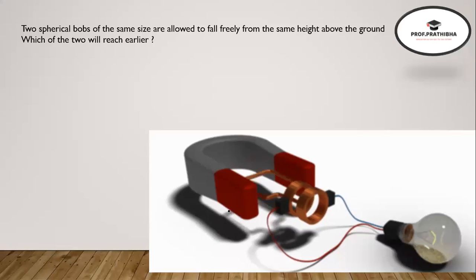Correct. Correct. The glass one will reach earlier to the ground than the metal one, because the metal one, due to the eddy current, will experience retardation. So remember that the glass one will reach first, because of the magnetic field of Earth.